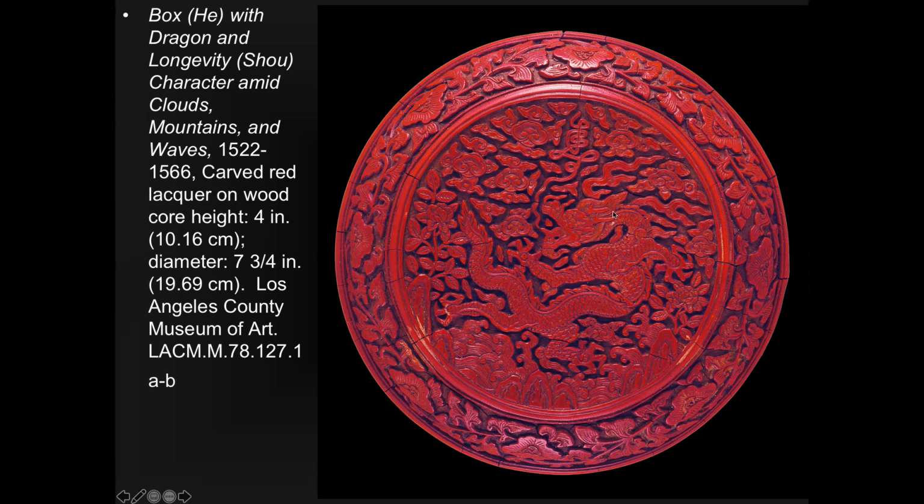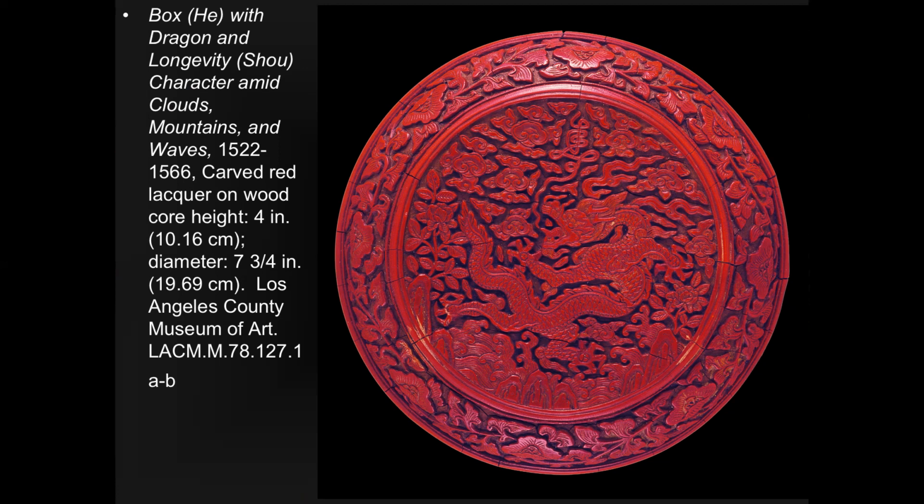And by how deep you carve, it would reveal the different colors, so the red and the blue color. So at that point, after all of the work, sometimes months of work that went into it, you could mess it up fairly easily. So these pieces, these carved red lacquers, are very, very elite pieces.